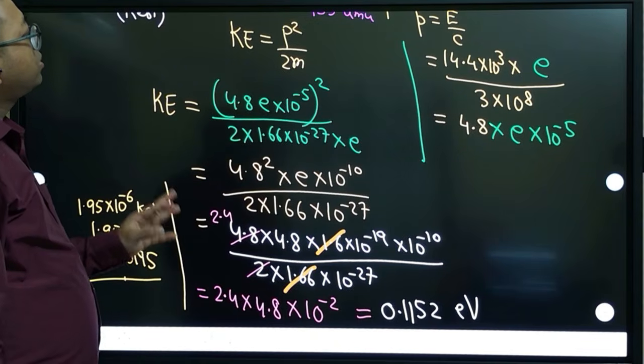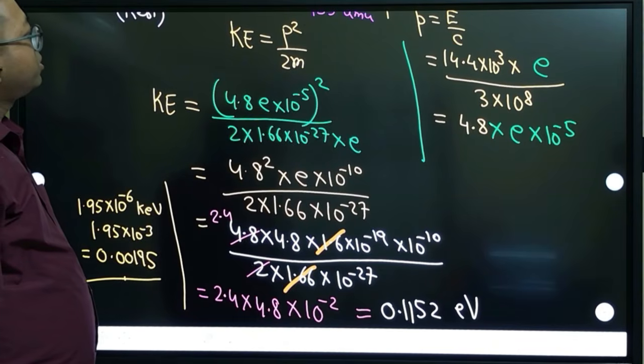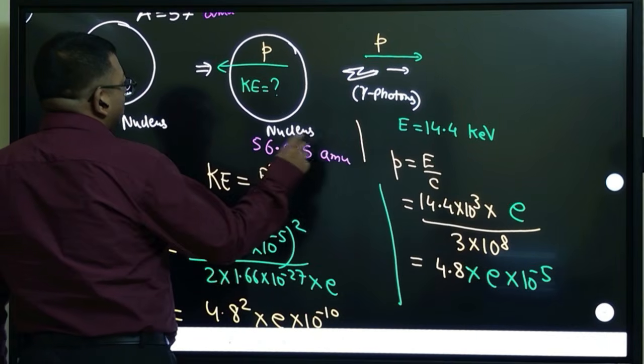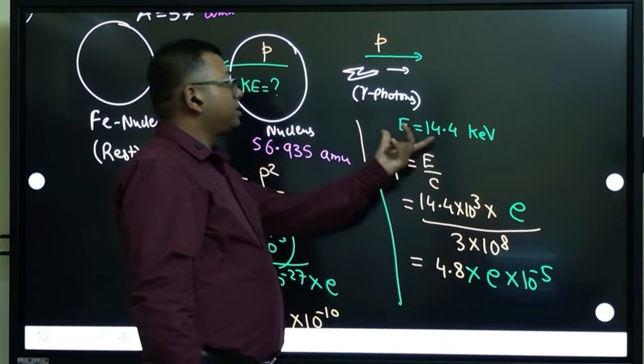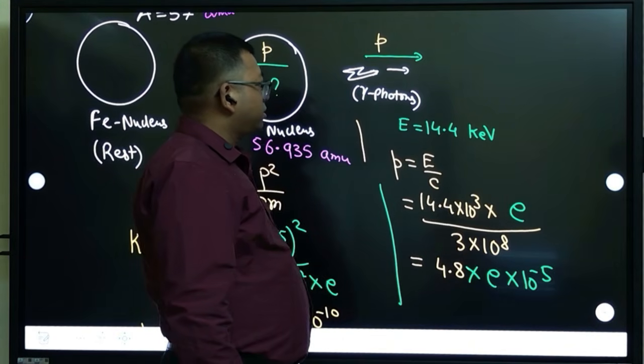Momentum of a photon is E by C only. They have given photon only, no? They have not given any energy, right? This energy only they have given. From here only we have to put calculations.